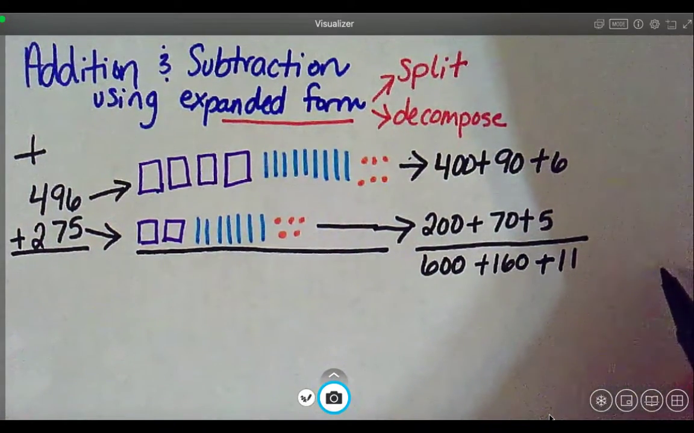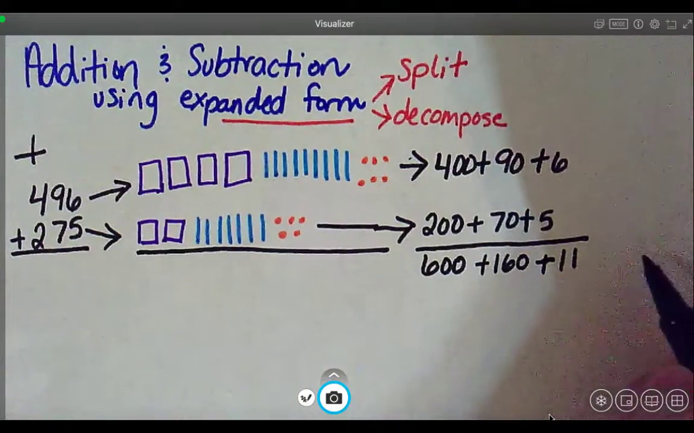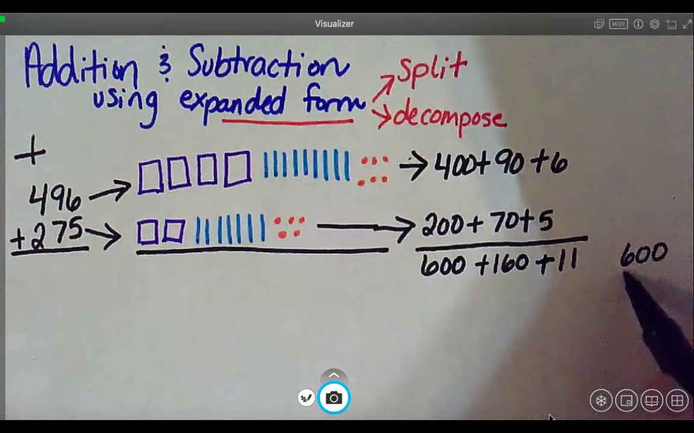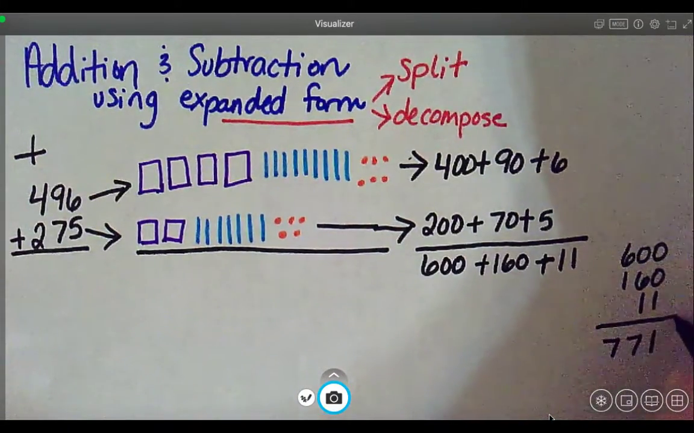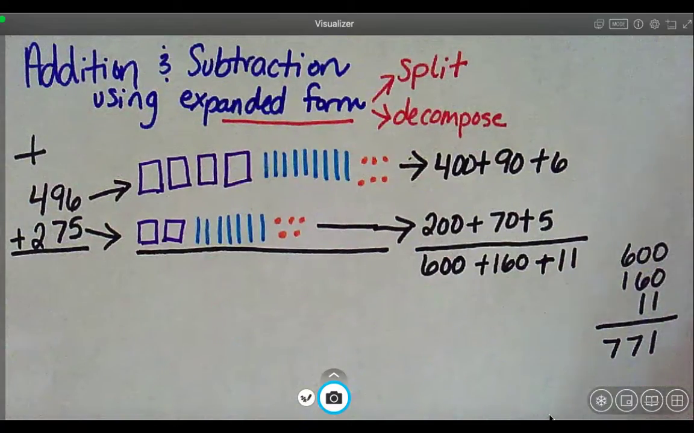Now I'm going to combine those together, and what I like to do is I like to line them up nice and neatly into their place value so that I don't get anything mixed up. And that's going to get me 771.